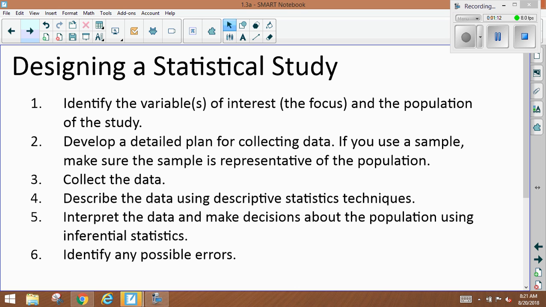Then collect the data. We'll describe the data using some descriptive statistics techniques, right? So we'll say, hey, this percent for this, that percent for that. And then we'll make some sort of an interpretation using inference, which is going to come later on in the course. We'll learn about inference and see if there might be any errors after inference and think, why didn't we get the result that we wanted, or why did we?